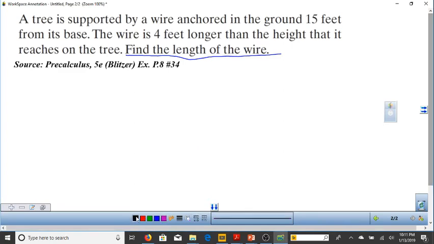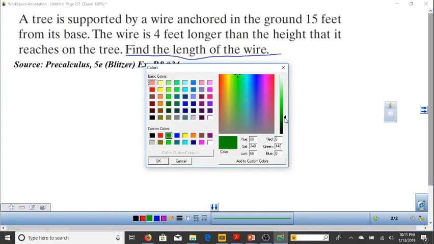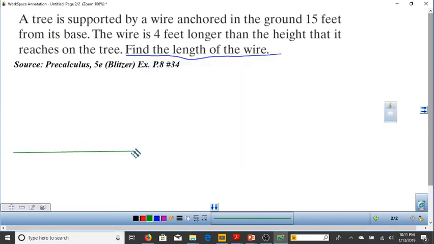I'll draw a green horizontal line here for the ground. And we have a little tree, which I will draw as a black vertical line because the tree typically grows vertically. And then the wire is stretched to the ground. So the question is find the length of the wire. So we're assuming that the wire, we'll call that x. As you notice here, this is a right triangle because the tree is perpendicular to the ground. A tree is supported by a wire anchored in the ground 15 feet from the base. So the anchor here is 15 feet from the base of the tree.